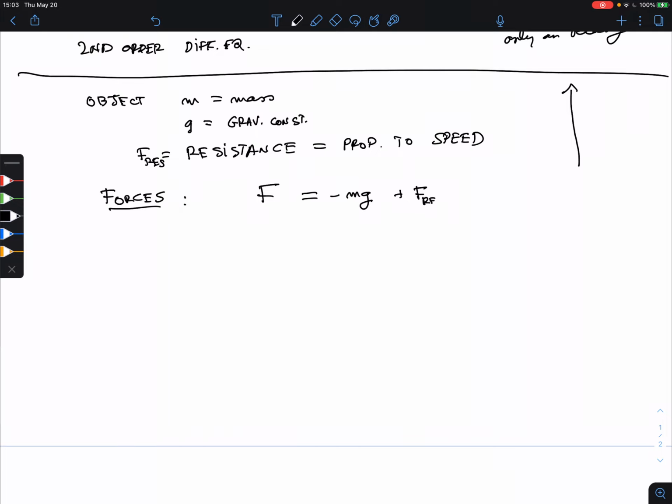F res. Now, what does it tell us? They say it is proportional to speed. So this is minus mg plus a proportional constant k, times v. Now, is it plus or minus v? Well, it depends.